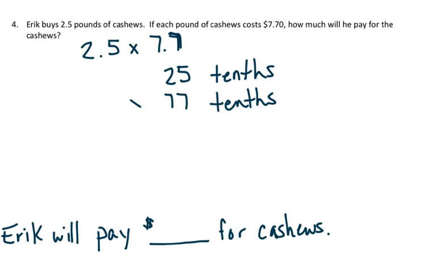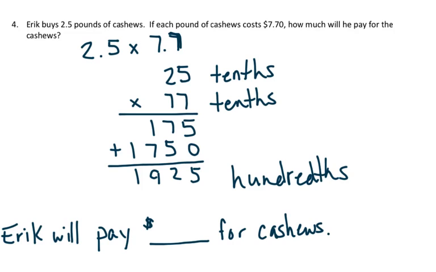Okay, I'm going to multiply those out. So I know if I have tenths multiplied by tenths, my unit is going to be hundredths. And let's go ahead and do the multiplication. And I have 1,925 hundredths, and if I write that as a decimal, it's 19 and 25 hundredths. And since we're talking about money, so we have our dollar sign, it would be $19.25. So the answer to this question would be Eric will pay $19.25 for cashews.